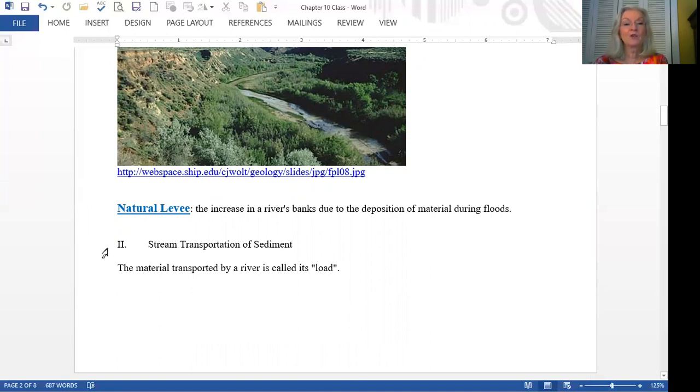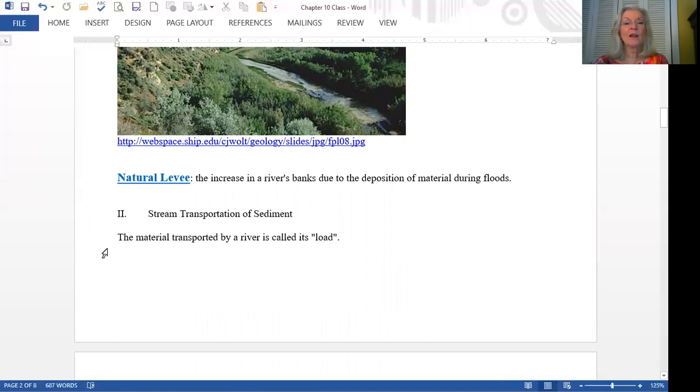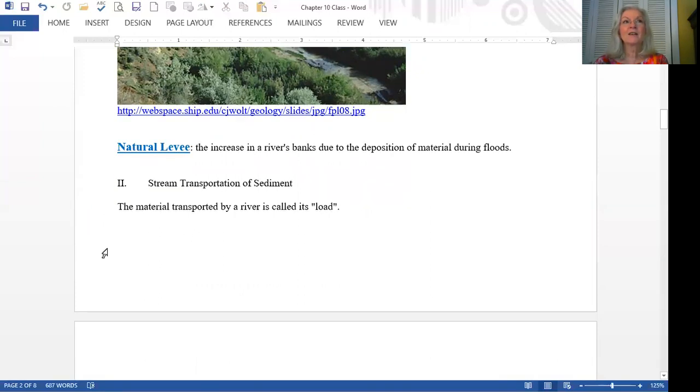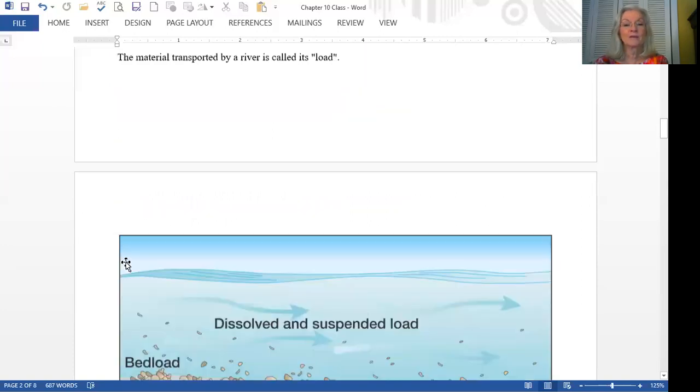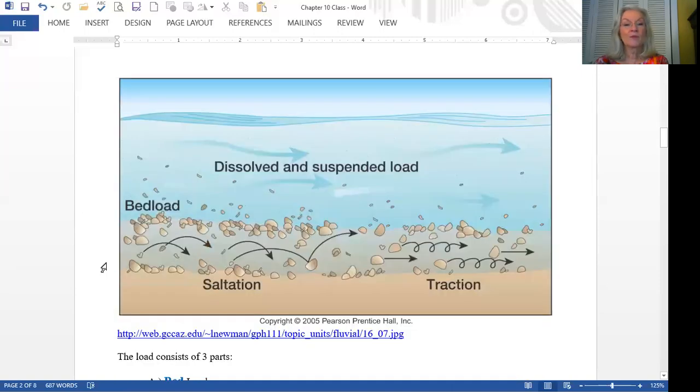So how does a stream transport sediment? Well, the agitation and the velocity of the water carry the load along. The material that a river transports is called its load. We've got a nice little graphic to help show us what happens.